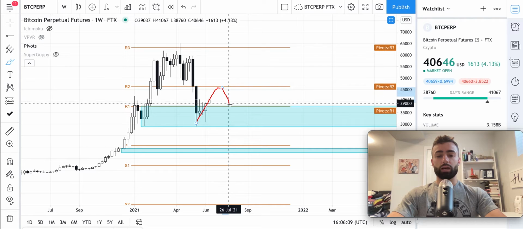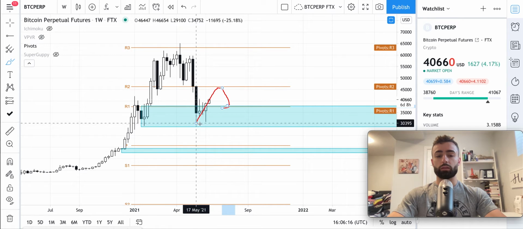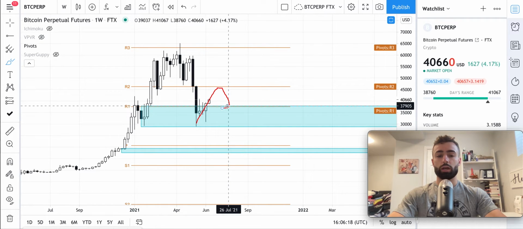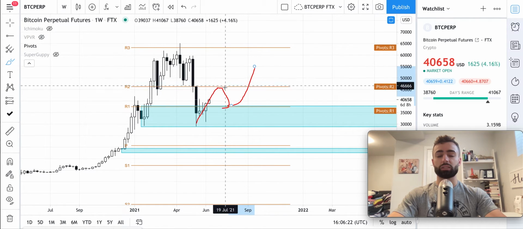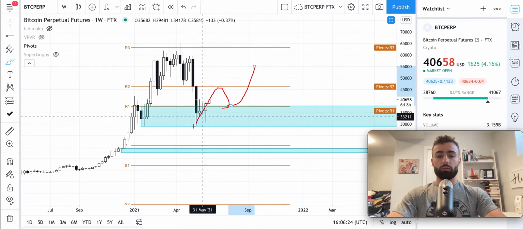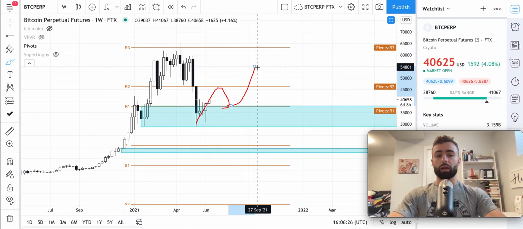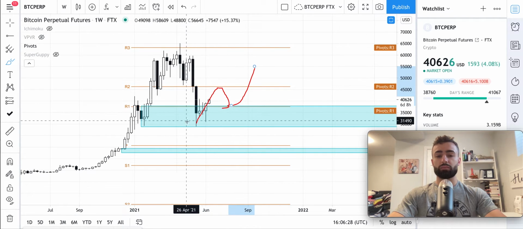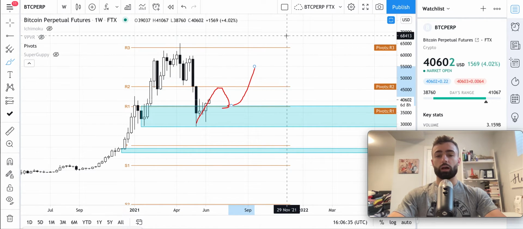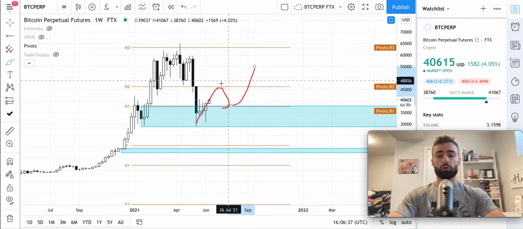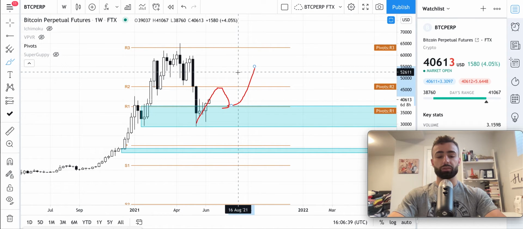Then we're going to have to come down again, but this time we're going to have to form a higher low above this one right here that we just formed at 29,100, and then we're going to have to go up with a higher high above the high that we set here. If we can do that, then the trend is back in the bull's favor, we are in a weekly bull trend, and then we can go back into potentially new all-time high territory over the next several months.